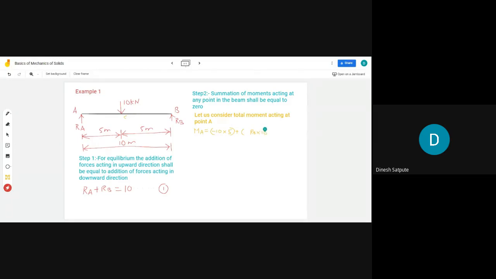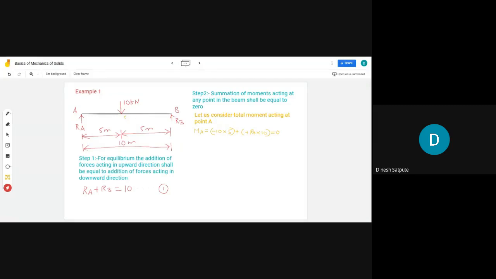Correct? RB is going in the upward direction, so we are going to call it positive. So plus RB into 10. This summation should be equal to 0, as per the condition that we have noted. According to that, the addition should be equal to 0.